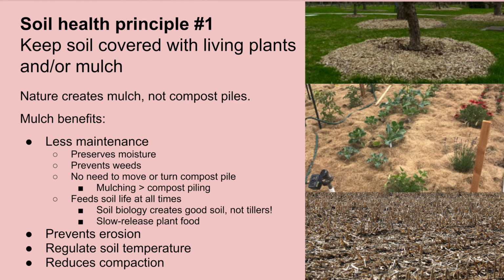Another point on less maintenance. Compost piles are much more maintenance compared to mulch. Nature herself creates mulch, not compost piles, because mulch is more efficient. Having a pile is great, but mulch will compost in place and slow release those nutrients to the plants over time while preserving moisture and preventing weeds at the same time.